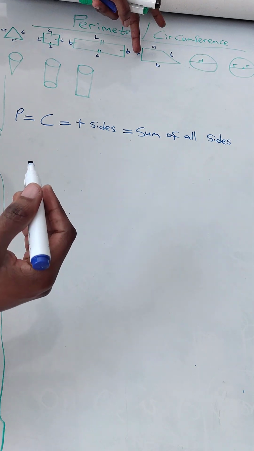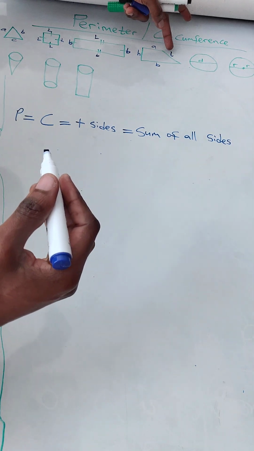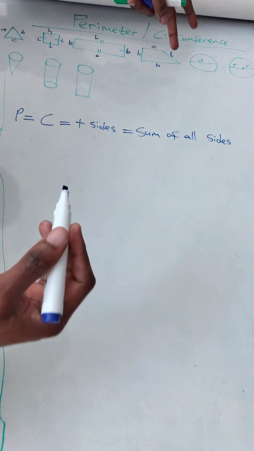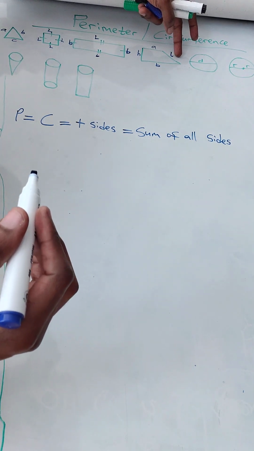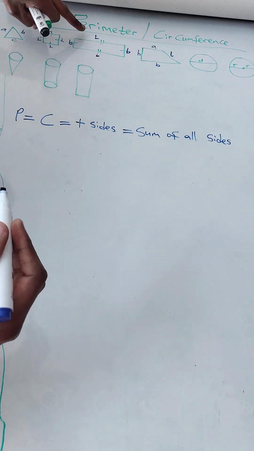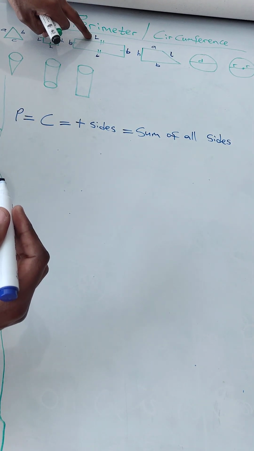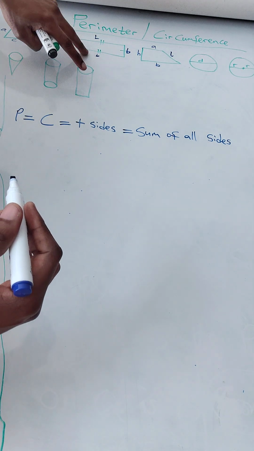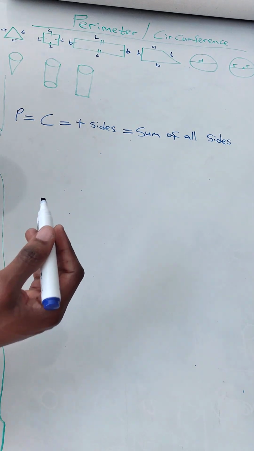This length is different from this length. You should know that this one is slanted, so we use N. Another person can decide to put any alphabet, so you don't need to cram all the alphabets. Just understand the shape. Why we put the same alphabet in the rectangle, on the two sides, is because they are equal. Are we together?